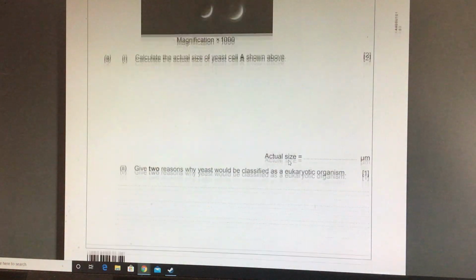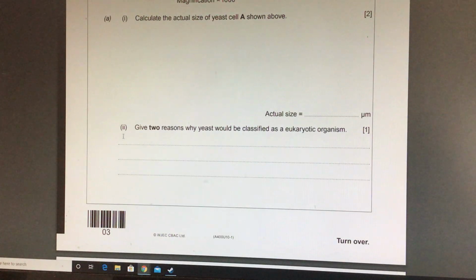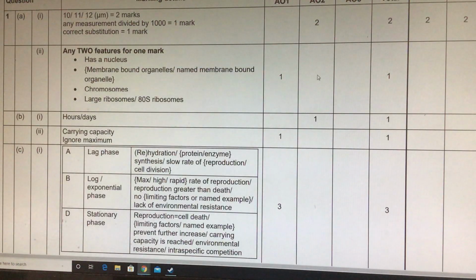Right, question 2. Two reasons for why yeast would be classified as eukaryotic. Yes, thank you. I need to have a nucleus, a distinct nucleus that is membrane bound, but also other organelles that are membrane bound, so mitochondria or chloroplasts, or you will speak about the large ribosomes, not the 70S that you'd find in prokaryotes. You need to have the bigger ones, the 80S ribosomes. You need to be specific if you are speaking about ribosomes.